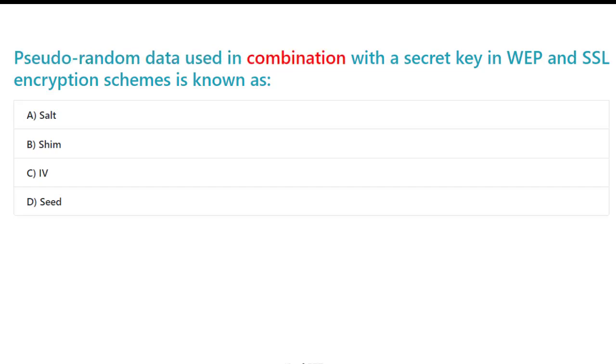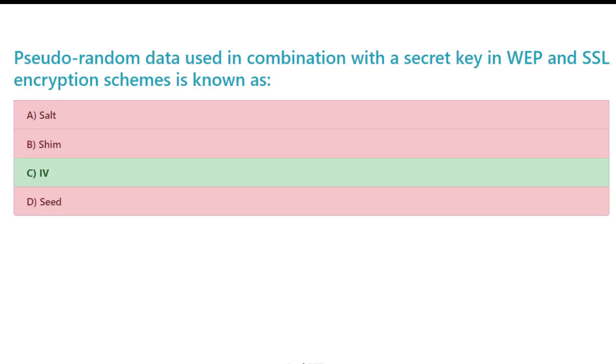Pseudorandom data used in combination with a secret key in WEP and SSL encryption schemes is known as: A. Salt. B. Shim. C. IV. D. Seed. The correct answer is C. IV.